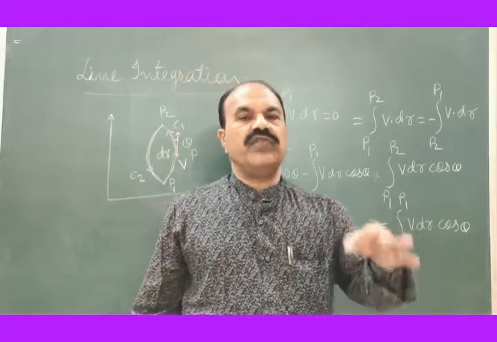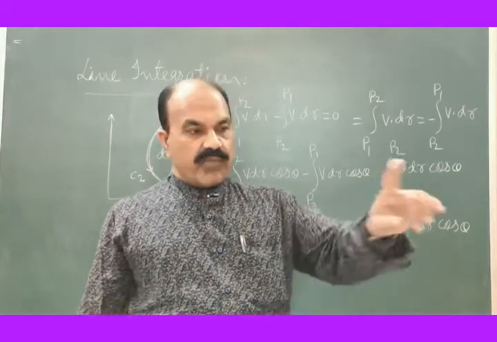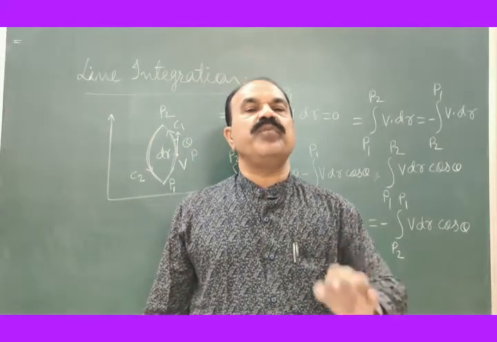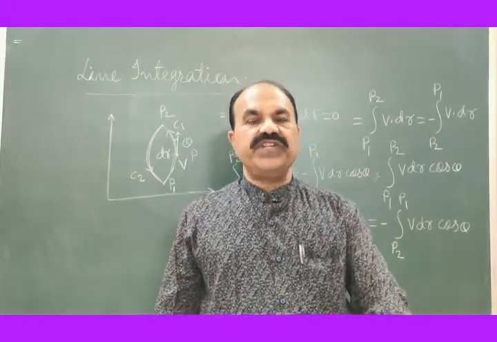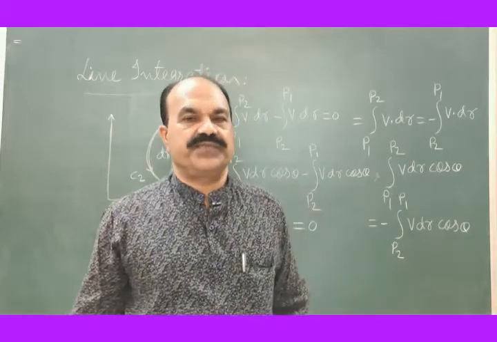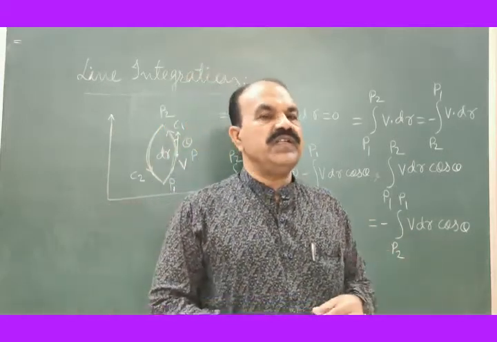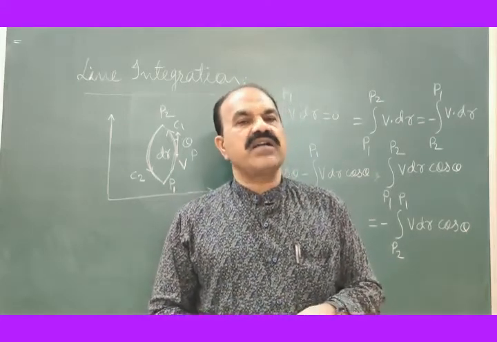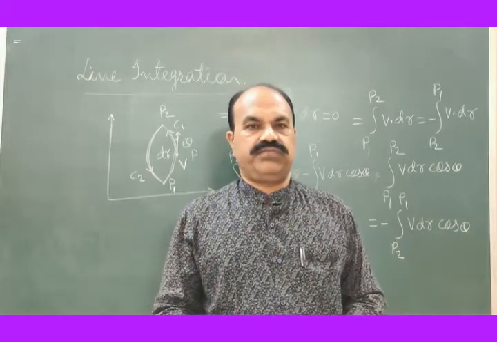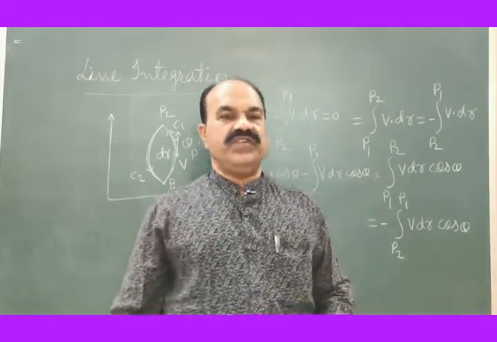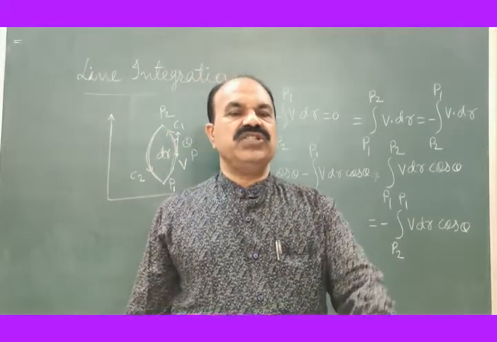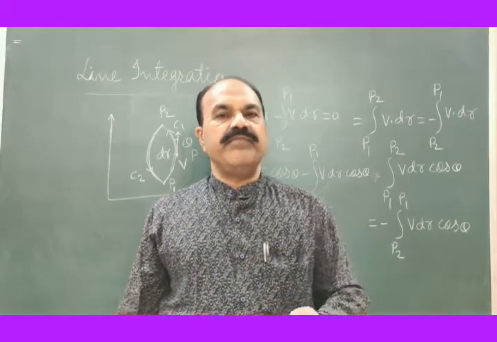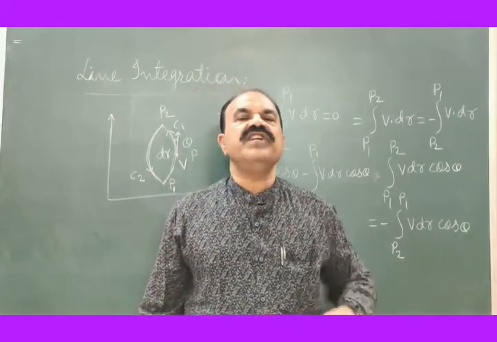Line integration of a vector point function about a closed path is 0. This is the property of conservative vector fields. The gravitational field, electrostatic field, etc. are examples of conservative vector fields.